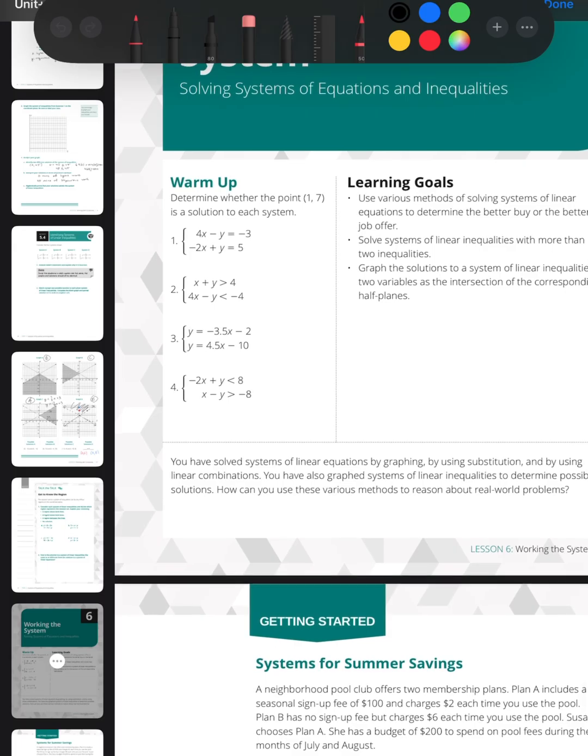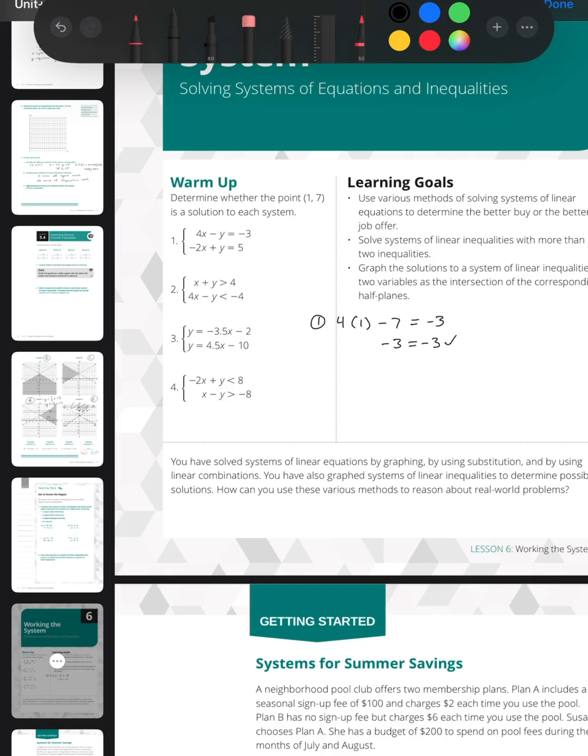So we're just wanting to determine if the point (1, 7) is a solution. So we're just going to plug in x is 1, y is 7 to both of those and ensure that we get the correct answer. So for the first one, 4 times 1 for x minus 7 for y equals -3. And if we simplify that, we get -3 equals -3. So it works for that one.